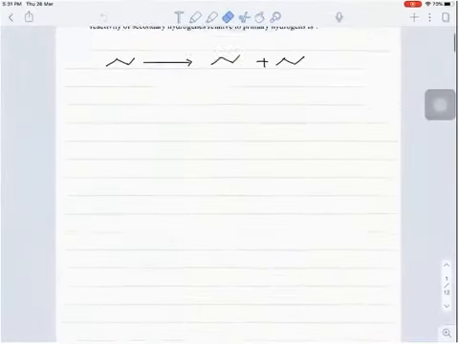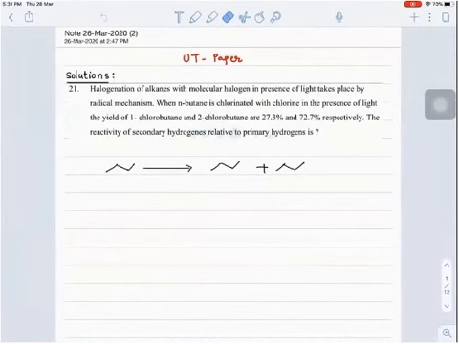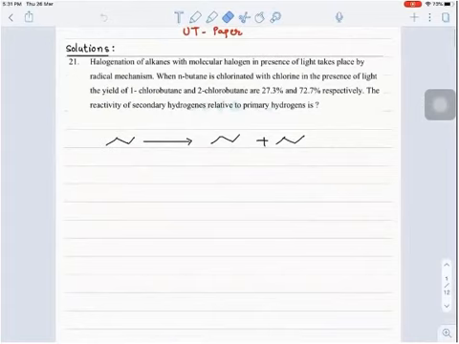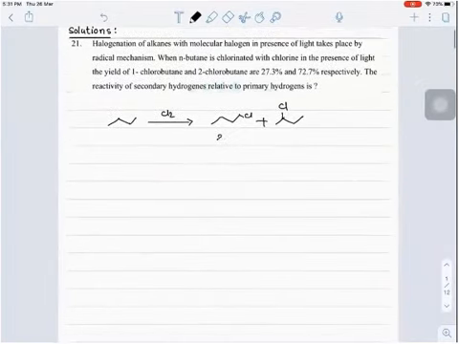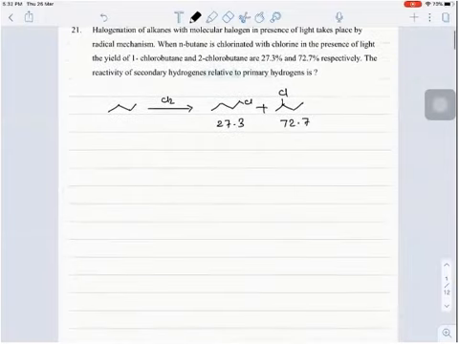Okay, there are 20 questions in this paper. The first question is based on halogenation of alkenes. So in this, butane is reacted with chlorine. The products are 1-chlorobutane and 2-chlorobutane. So yield is 27.3 and 72.7%.